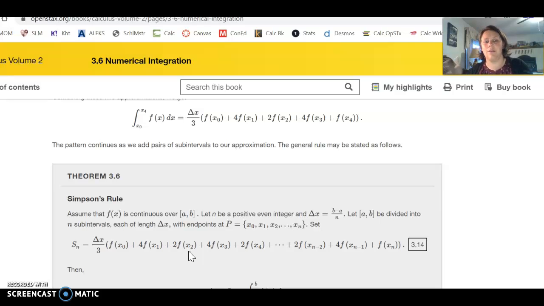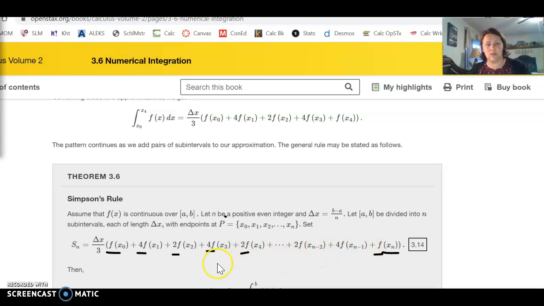Well, if we're going to add on another polynomial onto it, or another quadratic equation, we're going to end up with 2 of them. Then the 4, f of x sub 3, that x sub 3 is another midpoint of the second quadratic equation, so it has a 4 in front of it. Okay, and so on. So what you end up getting is an equation that alternates between 4 and 2, 4 and 2, all the way through. Again, just like our trapezoid rule, our very first term is always going to have a coefficient of 1, and the very last term is always going to have a coefficient of 1.